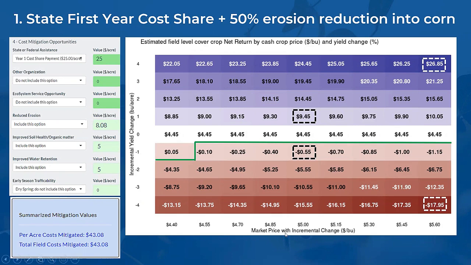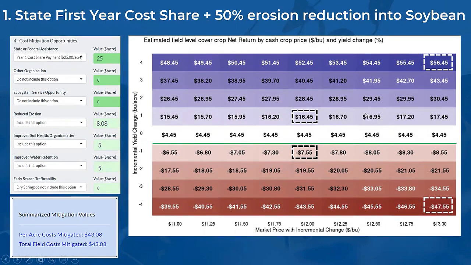Another thing to notice here is that as the price goes up, the loss actually goes up too. So notice that the negative numbers increase, and as the price goes up, the positive numbers increase. That's uniqueness too, because again, yield is a big factor in these estimations. So this is for corn. For soybean, the trend is the same. So I have the same input here. By the way, this is the total mitigation, about $43 per acre.